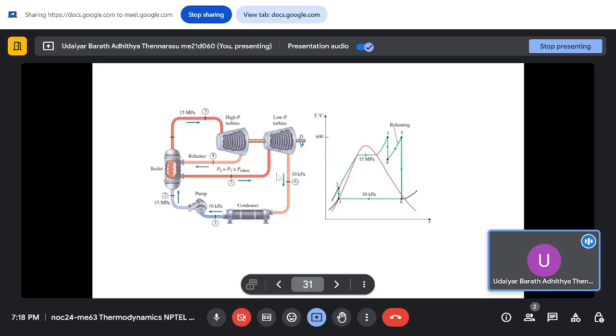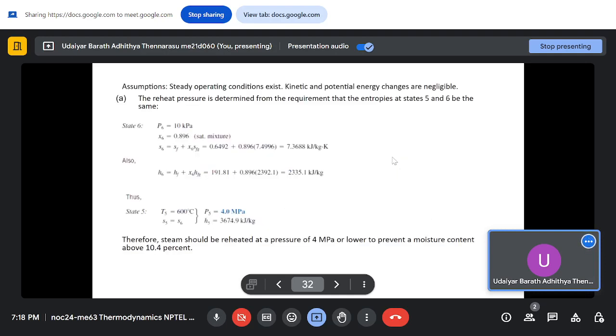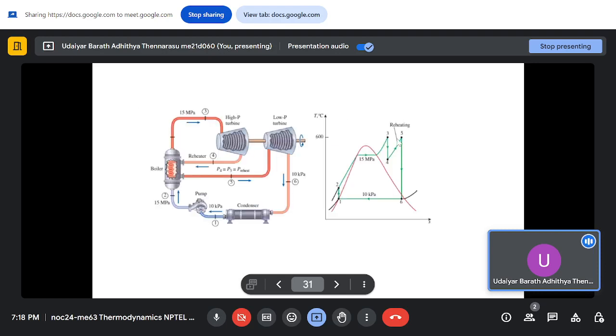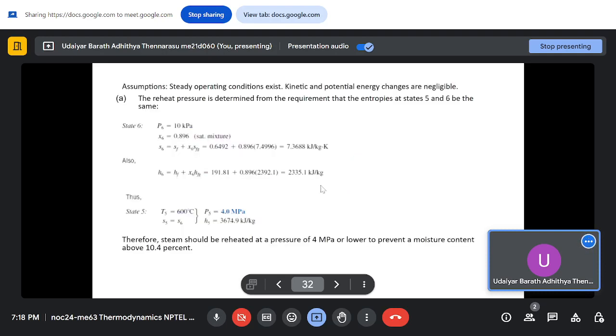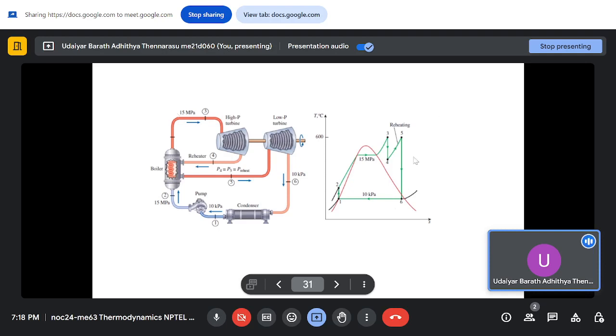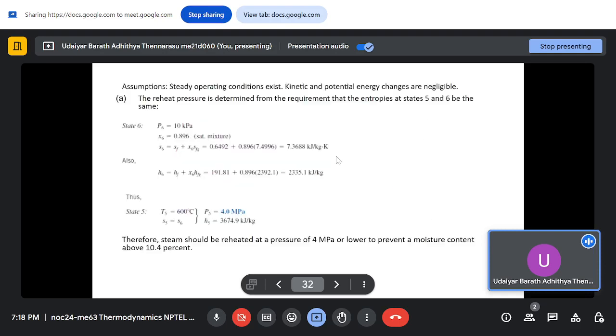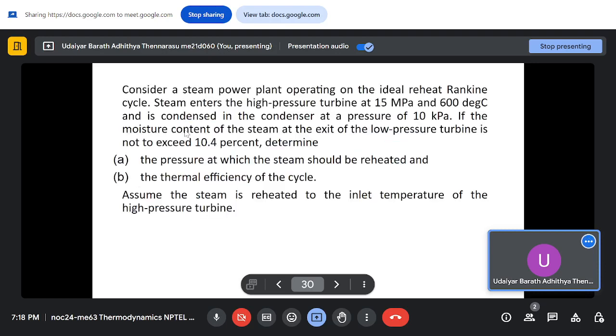So this is similar to the previous problem where 3 is 600 degrees Celsius and 15 megapascal. So from 3 to 4, you assume the process is steady, and your 5 is again at the same temperature of 600 degrees Celsius. The reheat pressure is determined from the requirement that the entropies at state 5 and 6 be the same. So 5 and 6 entropies are the same. It's an isentropic process. State 6 is at 10 kilopascal, which is given.